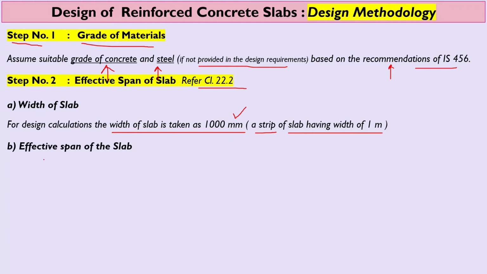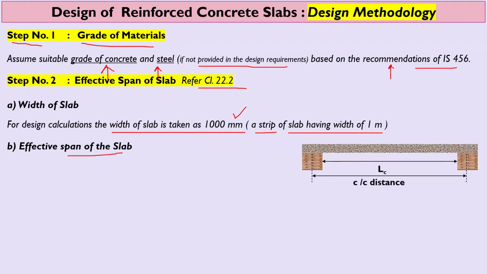Now next step is the effective span of slab. How to get the effective span? So you can see here there is a slab, and that slab is supported on the two walls. So that means it is a simply supported type of slab and having clear span length LC and center to center support distance. This will be the center to center support distance.